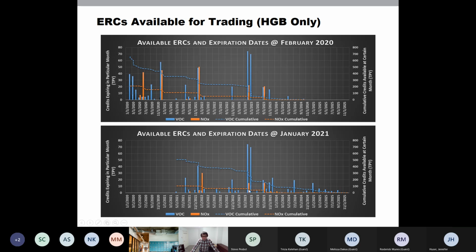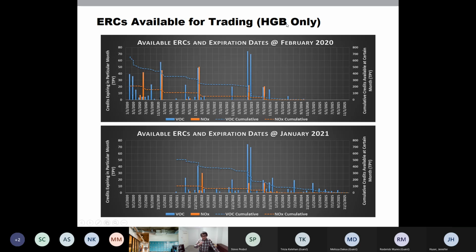But we are looking at a little bit less from the year 2024 to 2025. There is not much new NOx emissions available, but things can change, or we can do the other way around. In the case that we are really short of NOx, we can use VOC to offset NOx.